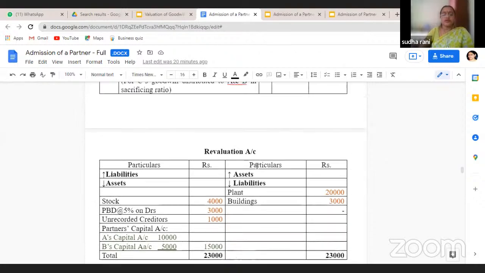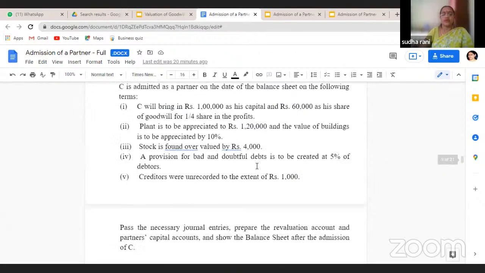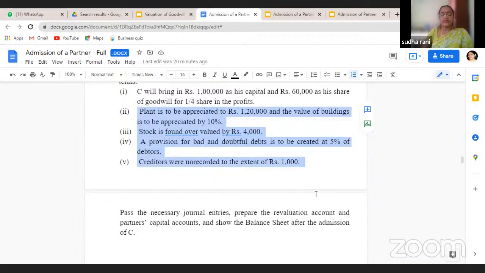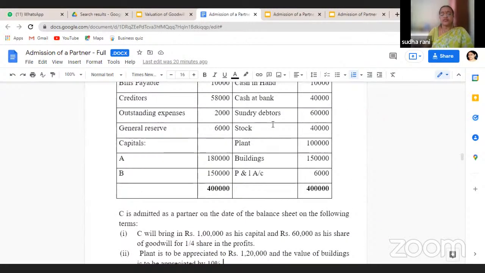Assets. Now look into the question. As per the question, what did I say? The second point to the fifth point are related to assets and liabilities, whose adjustments we consider while preparing the revaluation account. So as per that, what about the plant? He said the plant is to be appreciated to 1,20,000. Appreciated means increased. What is the plant showing in the balance sheet? 1 lakh.